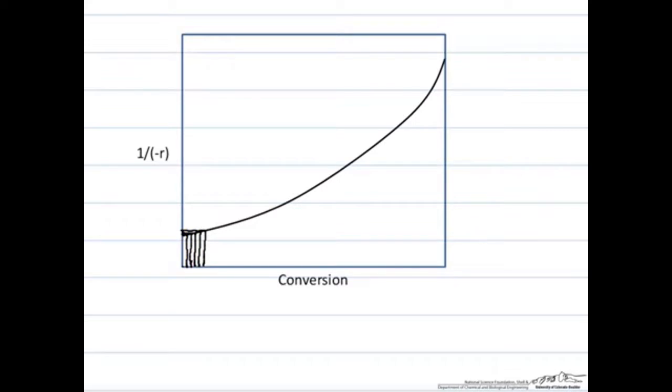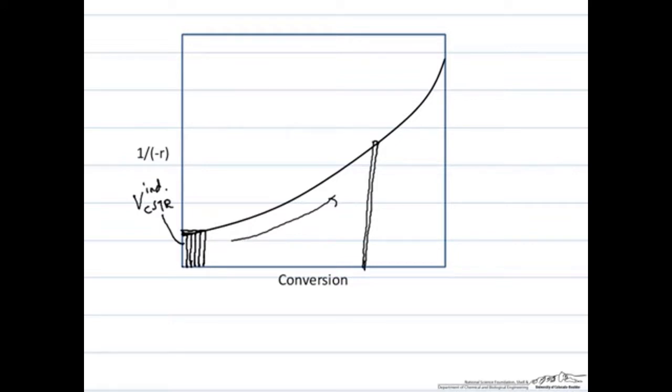And what we can see is that if we make those rectangles small enough, the sum of the areas of the rectangles is approximately equal to the area under the curve. That's because we're making the rectangles small enough that the region above the curve becomes essentially negligible. And so I'm showing here the volume of an individual CSTR, and then the total volume required of all the CSTRs would be equal to the sum of those individual ones.